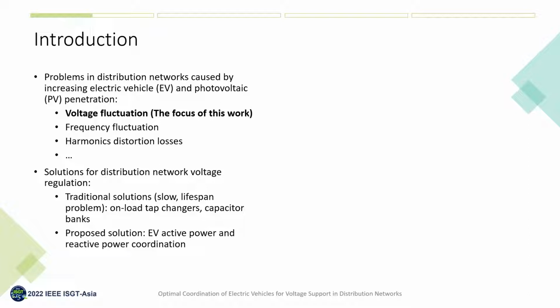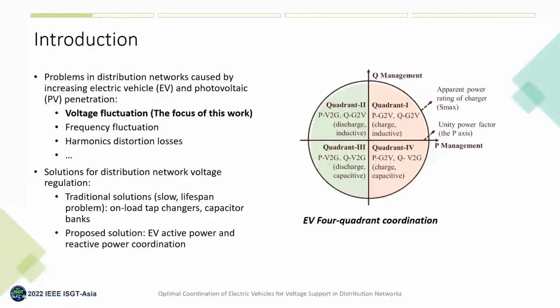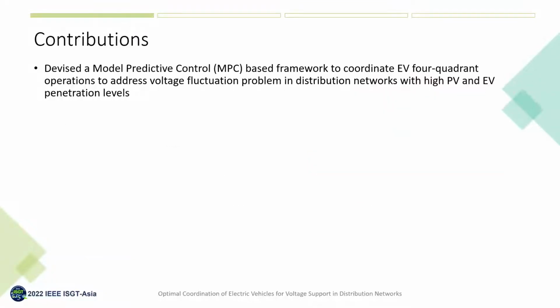In this work, the active power and reactive power charging and discharging of electric vehicles are all considered. As shown in this figure, it is also known as EV four-quadrant coordination. The x-axis shows the active power charging and discharging. They are done within the batteries. The y-axis shows the reactive power charging and discharging, and they are realized by the converters in the chargers, thus avoiding battery degradation problems.